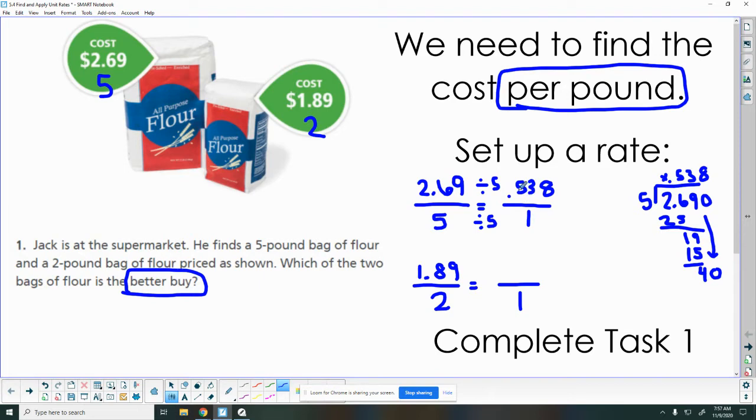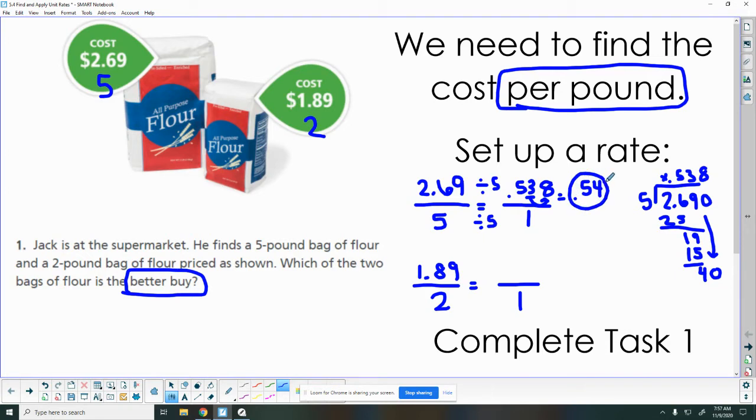So we're going to round it to the hundredths place. So if I underline that number and look back behind, that 8 is a big number. It is closer to the next place, so it makes the 3 go up. So we're saying our answer is 54 cents.